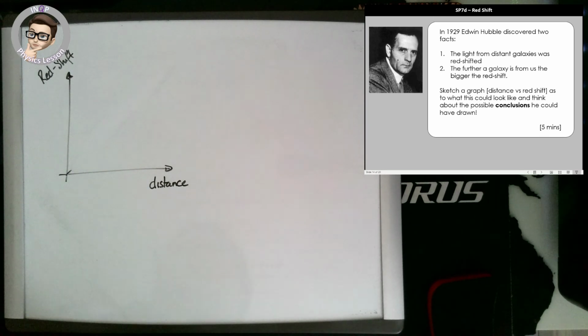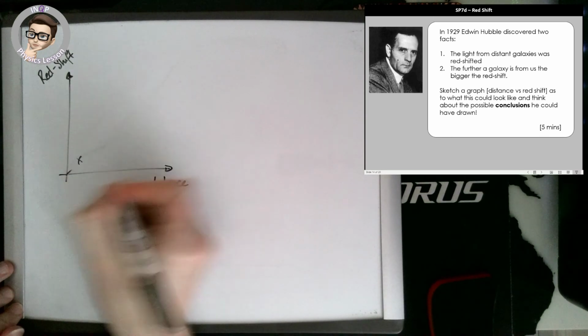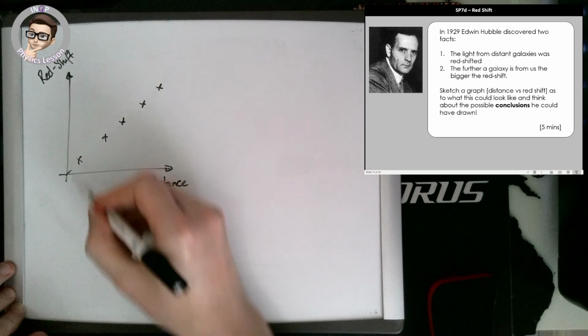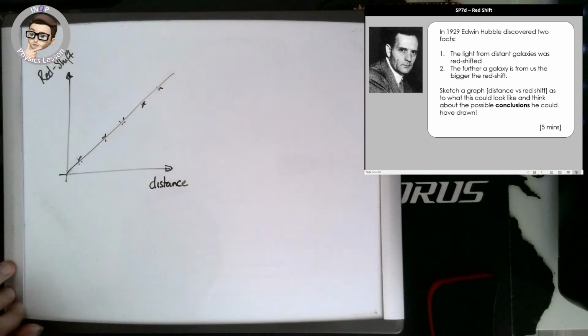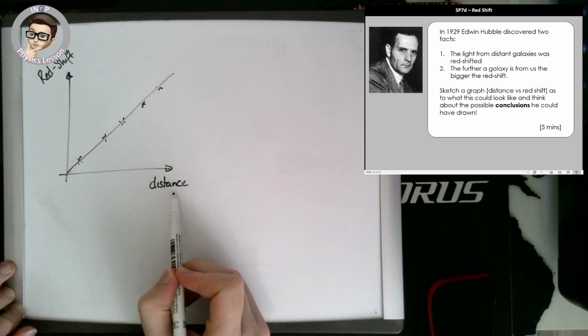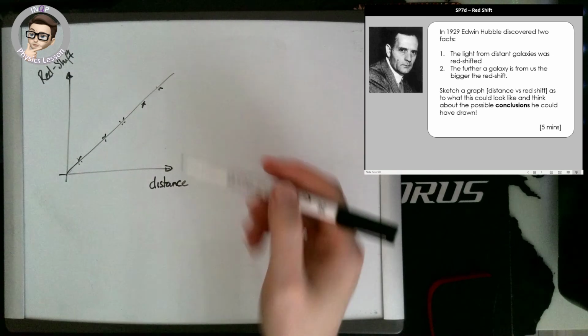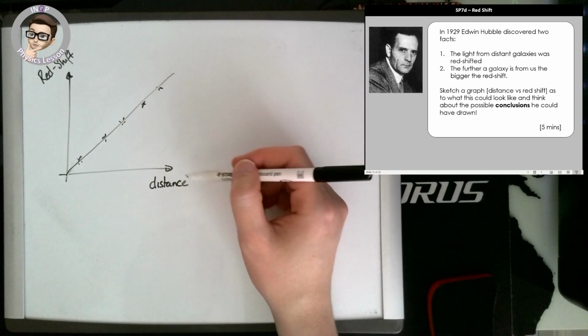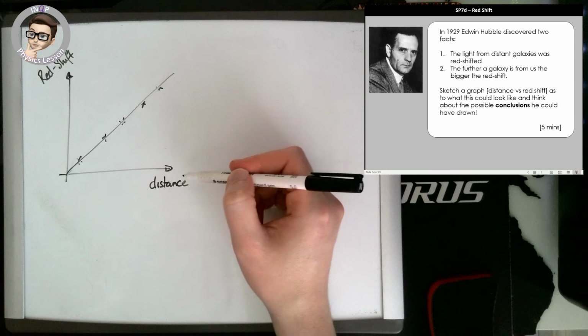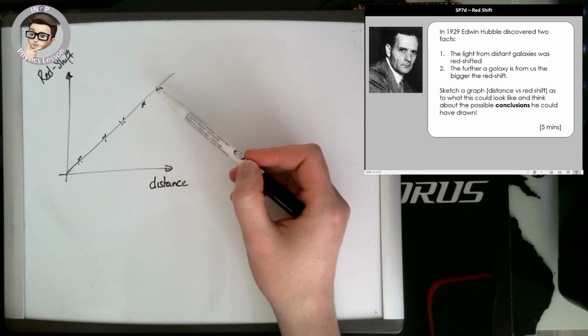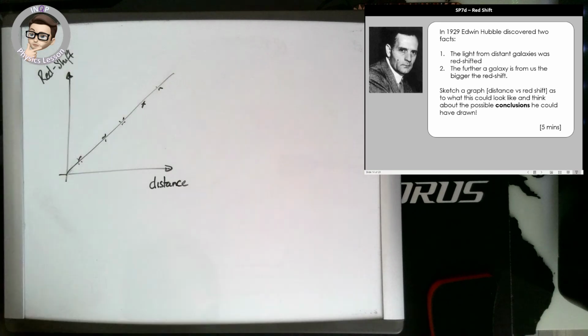Hopefully you managed to draw something that looks a little bit like this, where we've got a nice straight line going through the origin. The greater the distance, the greater the redshift. And what this has led to is this idea that the galaxies that are further away from the Earth seem to have a greater redshift. And if they have a greater redshift, that means they have a greater velocity.